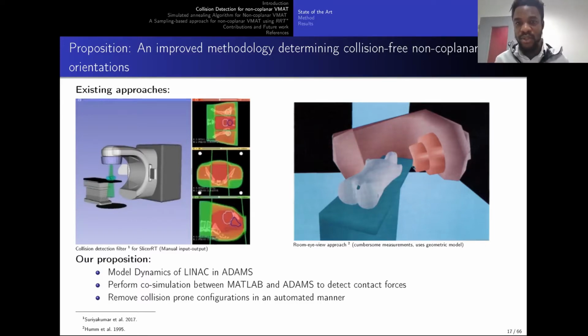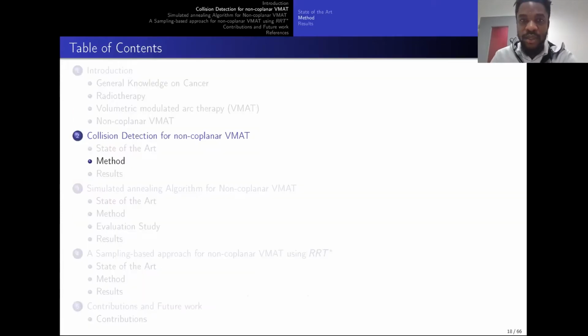Manually, it's not very easy. And then we also feel that we need the dynamic model of the treatment equipment to test for collisions, not the geometric model, because the geometric model for collisions is error prone. So our proposition is to use dynamics of the LINAC and then to use Adams and MATLAB to do a co-simulation, which helps us to detect if there are contact forces, and thus collisions, and it helps us to do this in an automated way.